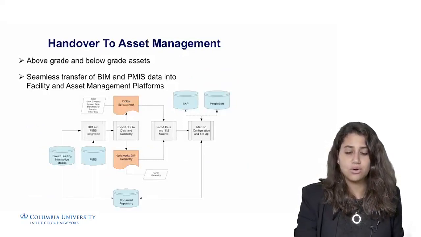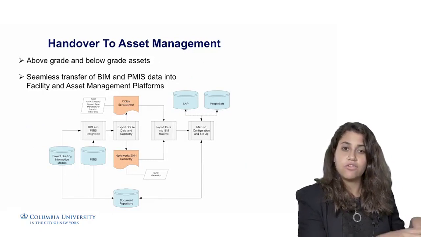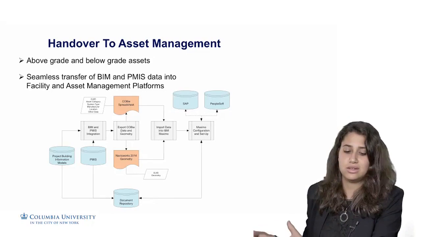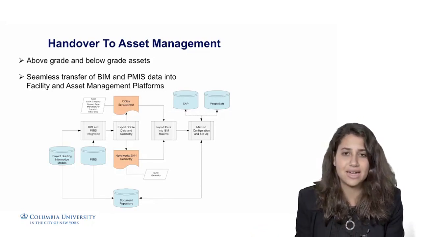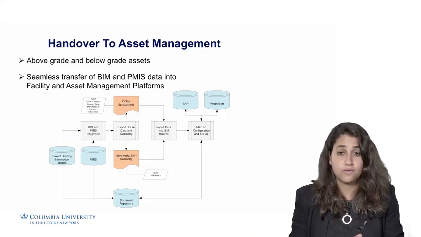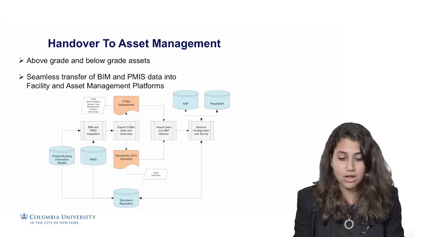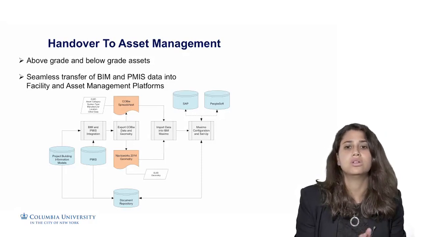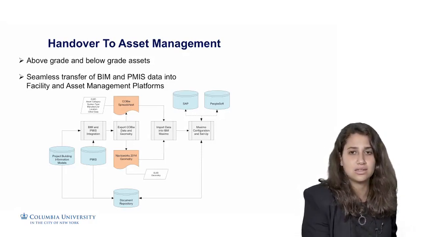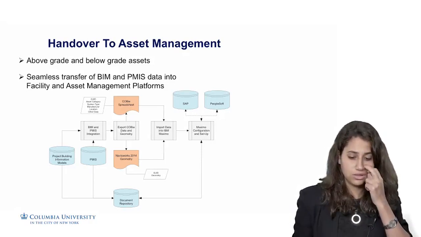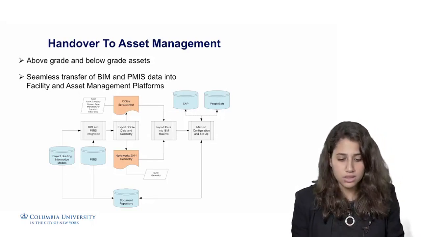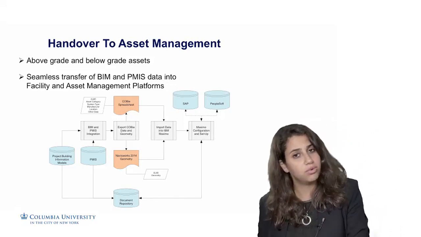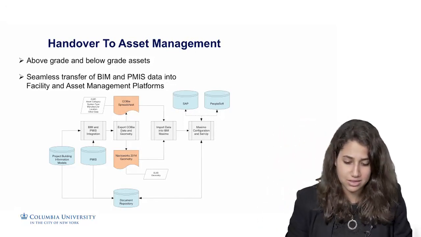How do I hand over the information from the model to the owner to be placed into the asset management platform? What kind of assets am I transferring? So first, a question that we get asked about a lot is, does this work only for buildings, or does it work for underground assets, horizontal work, underground utilities? It does work for underground utilities. So you can have both above grade and below grade assets.